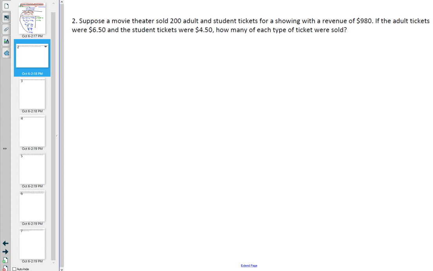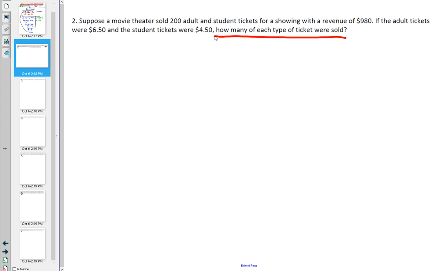Suppose a movie theater sold 200 adult and student tickets for a showing. Yeah, you're gonna start seeing these a lot. For the rest of these, they're mostly money problems. So just fair warning. Let's get to the end. How many of each ticket were sold? That's what we're looking for. That's what we associate with the variables. So what were the two types of tickets? And they want to know how many of each type of ticket.